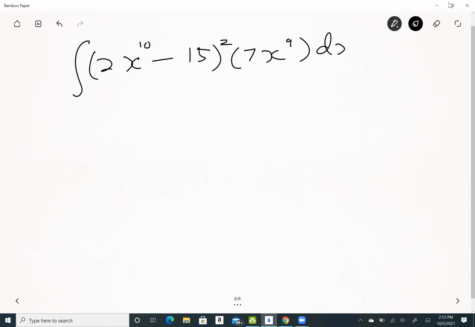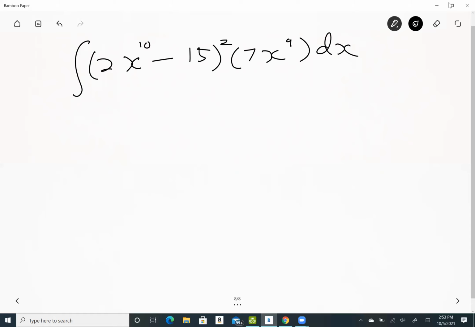Another example of this one. By now, we should be able to do it quickly. So let's say I have 2x to the power of 10 minus 2 to the power of 2. And then I have 7x to the power of 9. Okay. Now, for this one, of course, you can finish up the integration, but I don't want to do that. I just want you to get the u prime.